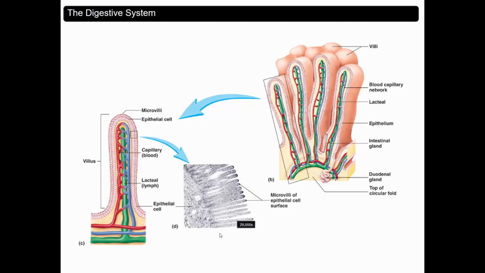What amazes me is the actual surface area inside your small intestine. It's a crazy number. The surface area of the small intestine lining, you ready for this? 2,700 square foot. That's a huge number.